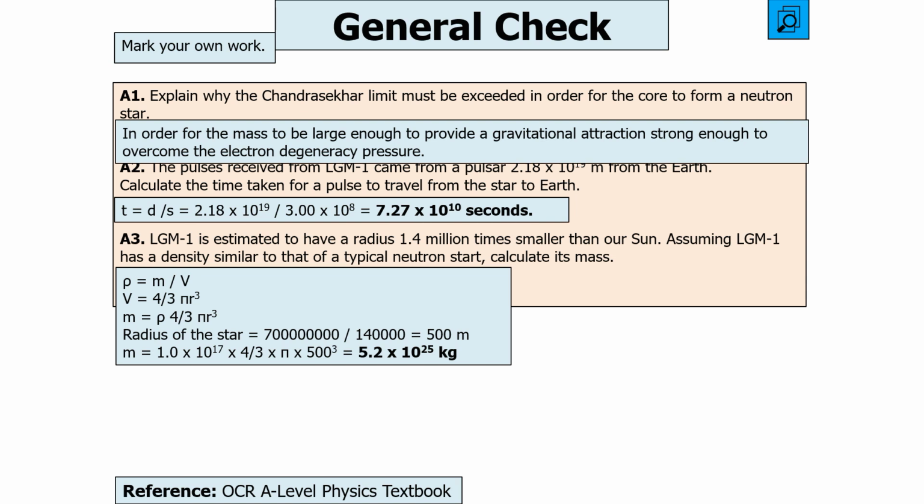Now in this last question, we can work out the density. So density is mass over volume, and volume is 4 over 3 pi r cubed because we assume it to be a sphere, as a star. So therefore our mass is going to be density times volume. So you can put that together. We can then work out the radius of the star, because it's going to be 1.4 million times smaller than our Sun. So you take the radius of the Sun given to you on the AQA equation sheet and you work out the radius to be 400 meters. You can then pop that into the equation you just derived and you get your answer out to be 5.2 times 10 to the 25 kilograms.